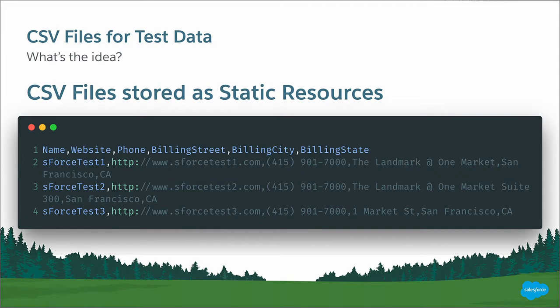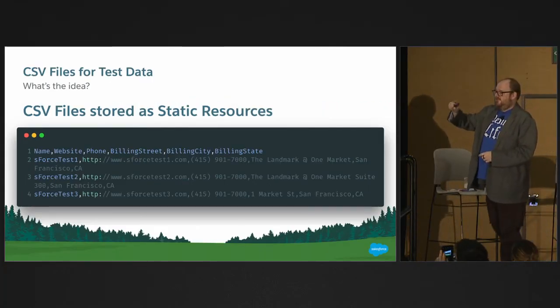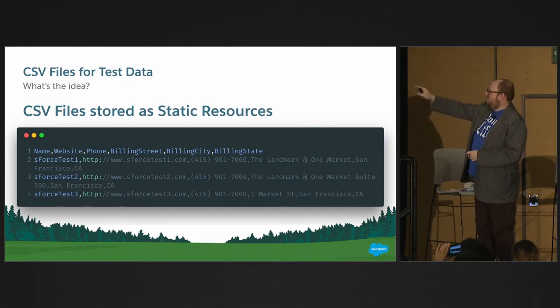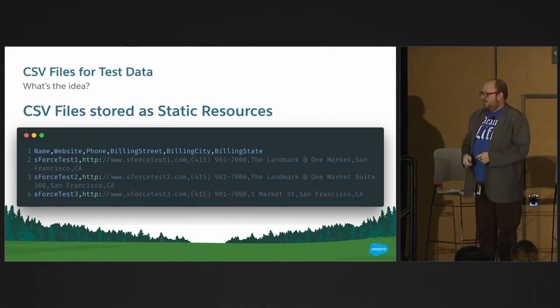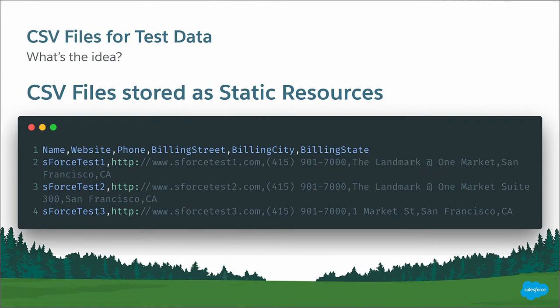Now, when you load it from a CSV file, you're going to upload that CSV file as a static resource, and all you're doing is creating a CSV with the field names on the top row and the data on the following rows. So you see here we've got an account CSV: name, website, phone, etc. And we've got 3 rows of actual data. And we're going to store this in our org as a static resource named account data.